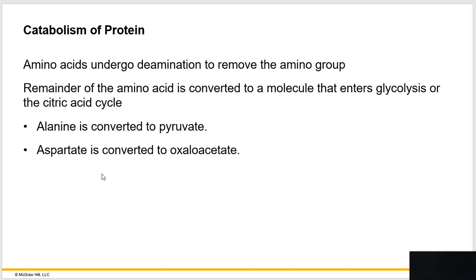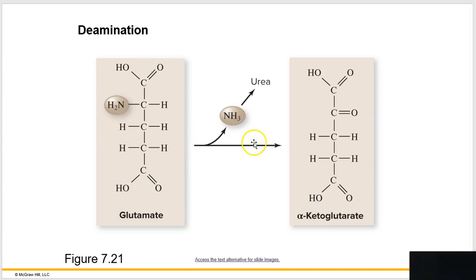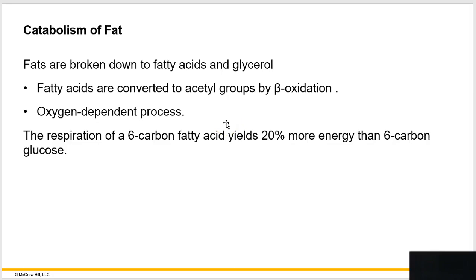Your bodies can catabolize proteins, which is not great for you. So if you run out of sugar, then you can break apart amino acids. You can deaminate amino acids to produce some molecules that can go through respiration, but it produces a lot of ammonia and urea. You can also break down fats. It's an oxygen-dependent process too, and it yields 20% more energy than 6-carbon glucose. So 6-carbon fatty acids actually make more energy, which is why it's useful for us to store our extra energy as fat, because we get more energy from it than just the sugar itself.